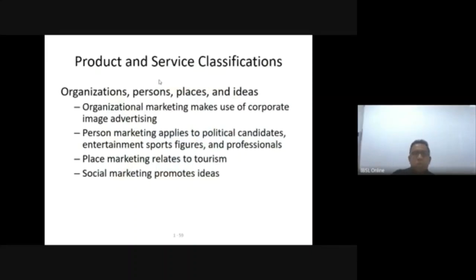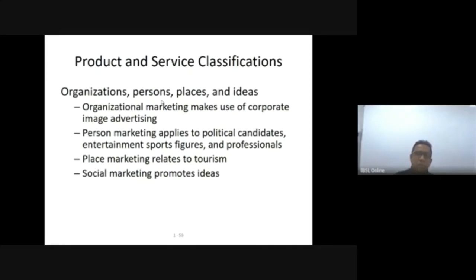So a product can sometimes be organizations, persons, places and ideas. Organizational marketing makes use of corporate image advertising. Person marketing applies to political candidates, entertainment, sports figures, professionals. Place marketing relates to tourism. Social marketing promotes ideas. So an organization also can be a product that can be marketed.